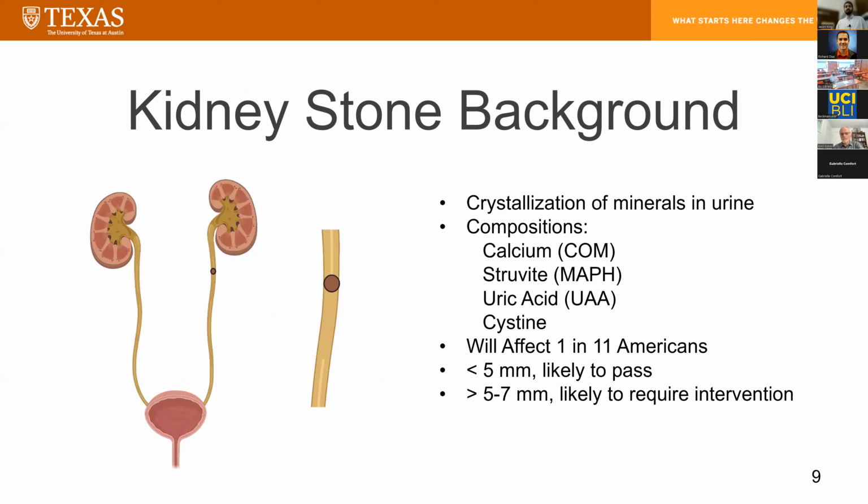So just a quick background. Kidney stones happen when there's a crystallization of minerals in the urine. And these can be found in the kidney, as well as in the ureters or the bladder. They can be made of different types of minerals, including calcium, struvite, uric acid, or cysteine. And this is fairly common. Kidney stones will affect about 1 in every 11 Americans sometime in their lifetime. If the stones are small, less than 5 millimeters, they're likely to pass on their own. But if they're larger than about 5 to 7 millimeters, they'll usually require some kind of intervention.